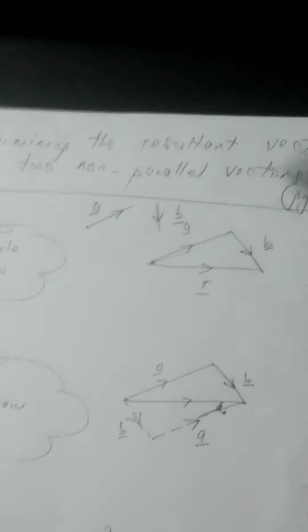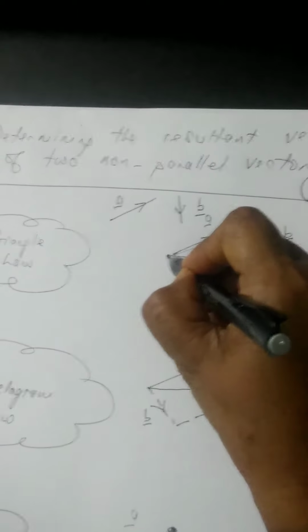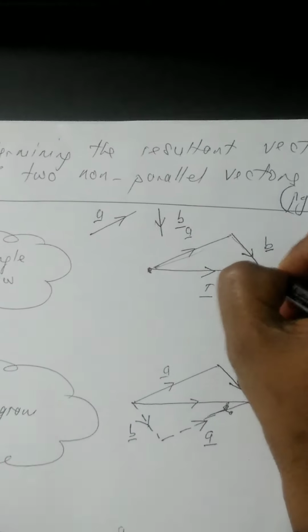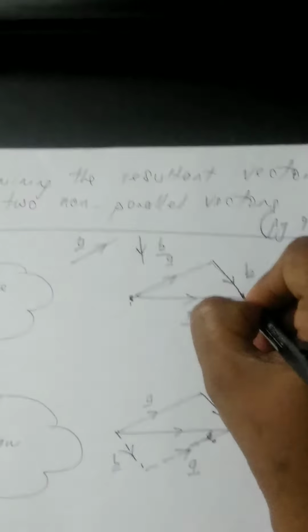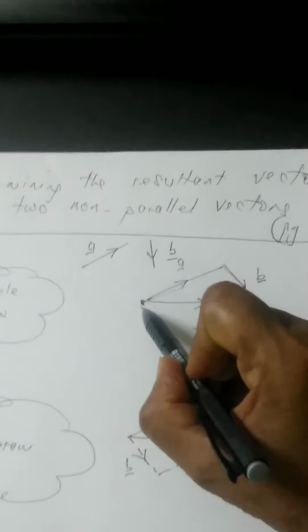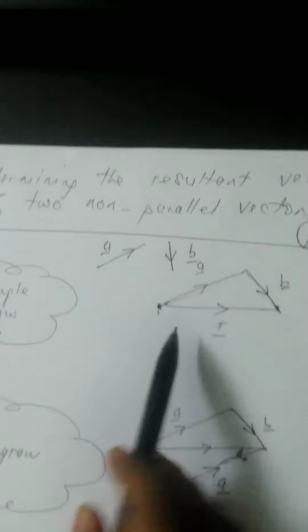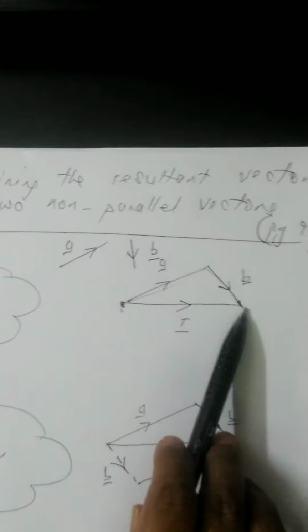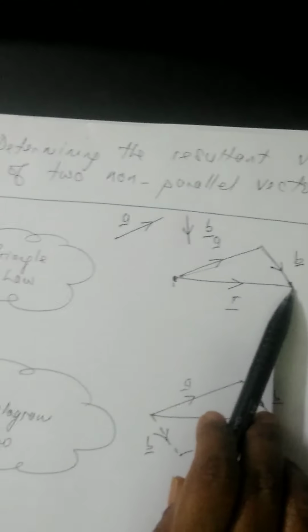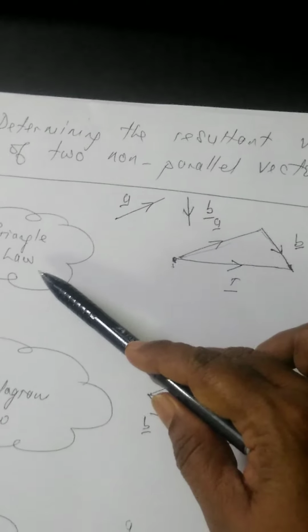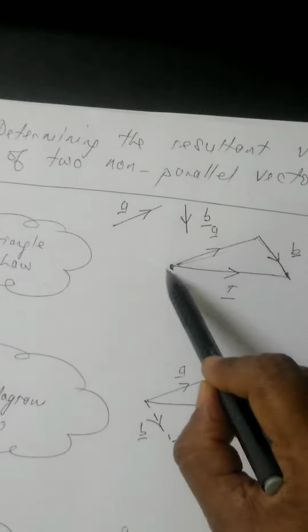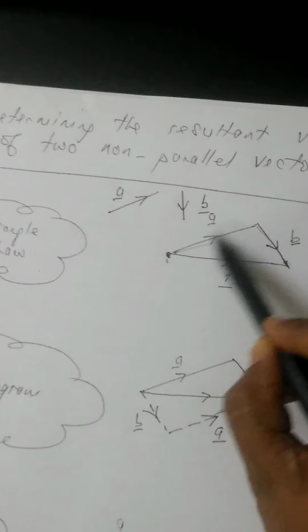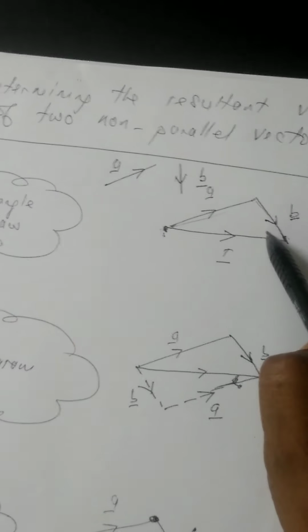This is vector A and this is vector B. Vector A starts here, vector B ends here. So this is my initial and this is my terminal. My resultant vector is a line that connects my initial to my terminal point. It is known as the triangle law because when we combine vector A, vector B and the resultant vector, you form a triangle.